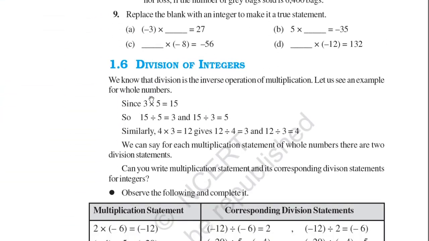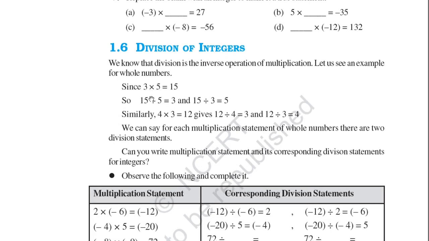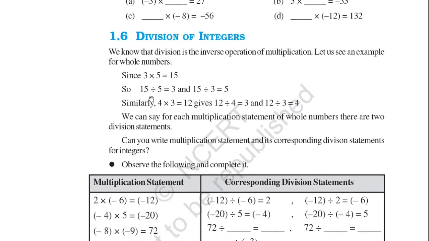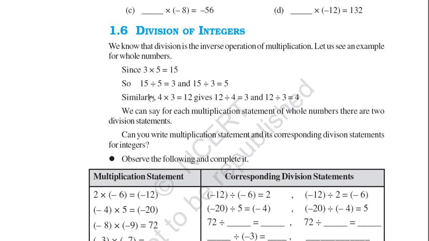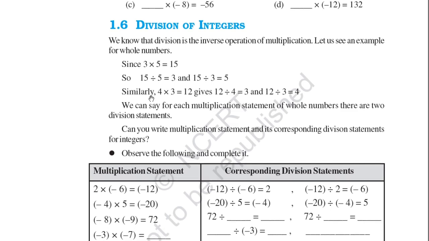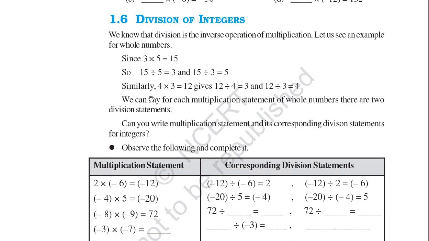So you can see here 1.6 Division of integers. So now the multiplication is finished, and you can now learn division of integers. We know that division is the inverse operation of multiplication. Let us see an example of whole numbers. So 3 into 5 is equal to 15. So the division will be 15 divided by 5 is equal to 3.